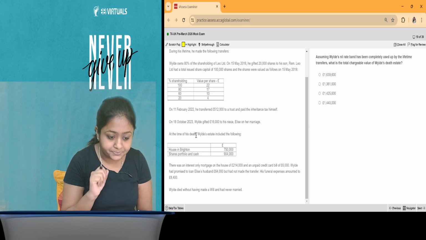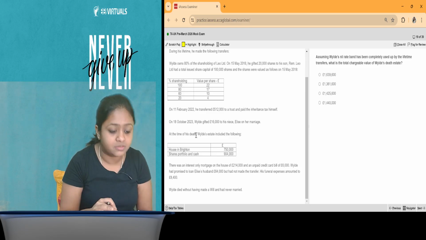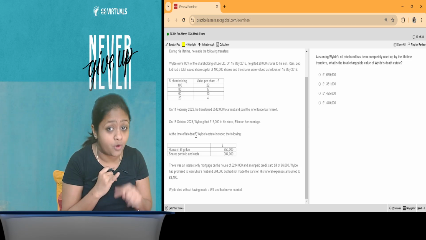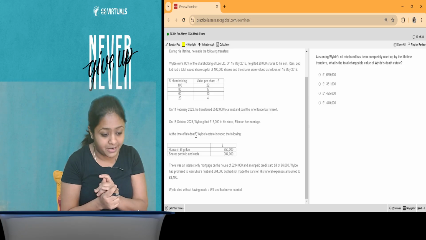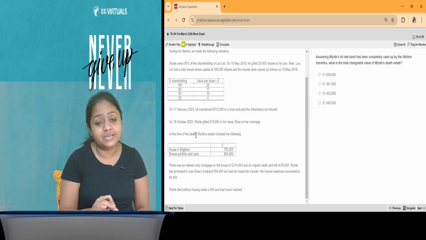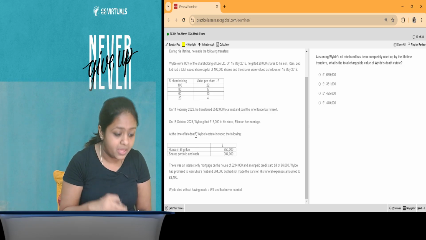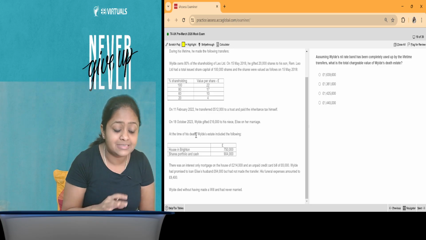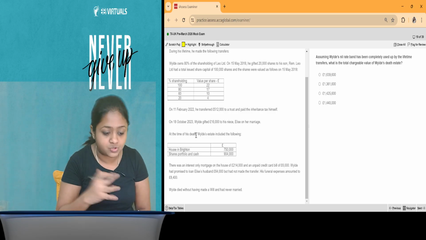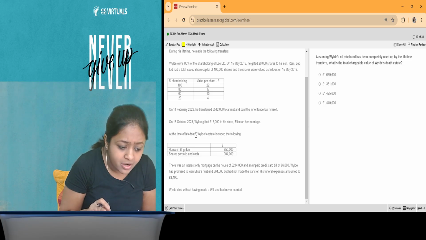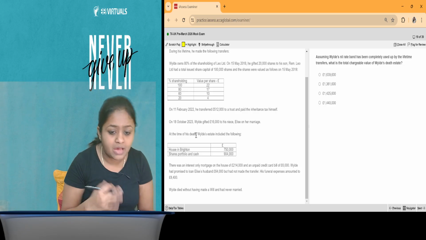Now Wilde had promised to loan Elise's husband 64,000 but had not made the transfer. It's just a promise, not a legal obligation. Hence, it is not going to reduce the estate value. His funeral expenses amounted to 8,400, which reduces your estate value. Wilde died without having made a will and had never married. So nothing will be transferable from a spouse transfer and all. And it's not given whom it is transferred to. So no RNRB and all there.